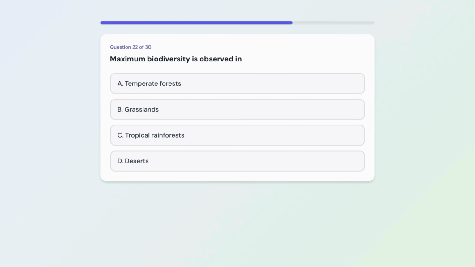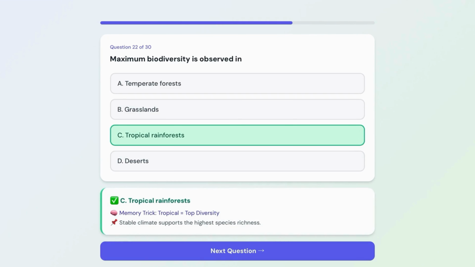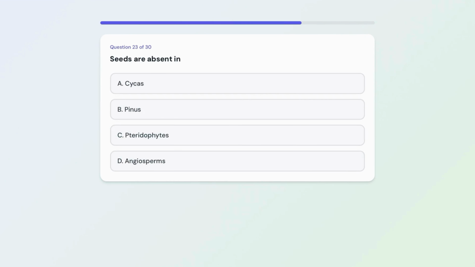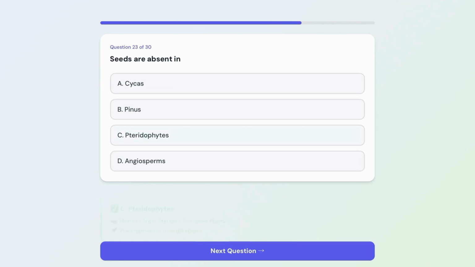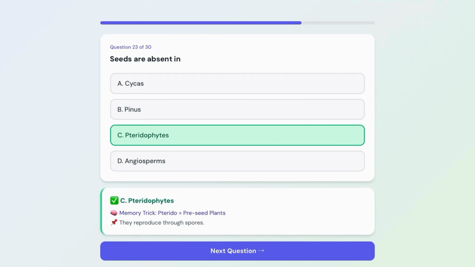Maximum biodiversity is observed in temperate grasslands, tropical rainforests? Seeds are absent in pteridophytes. There's a quick memory trick they have given. Pterido is equal to pre-seed plants. So they reproduce through spores and not seeds.